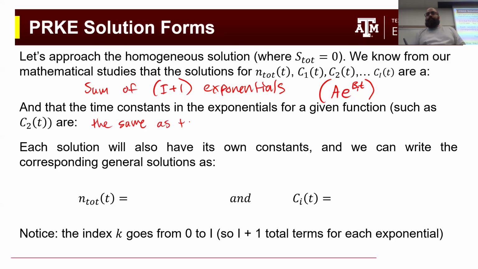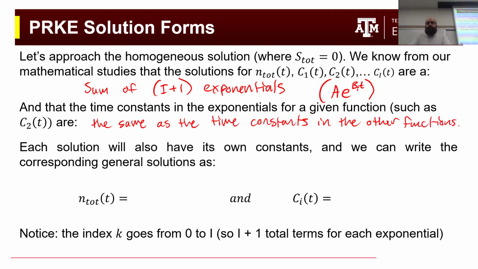So the time constants are the same as the time constants in the other functions. If we were to write the general solution, it's going to look like a sum of these exponentials, and each of those exponentials is going to have a different time constant. But if I compare the solutions for n total, or C1, or C2, or C3, all of those time constants for each function are going to be the same.